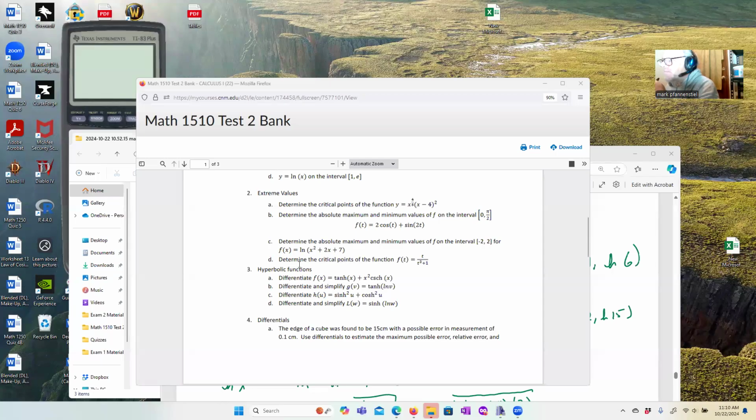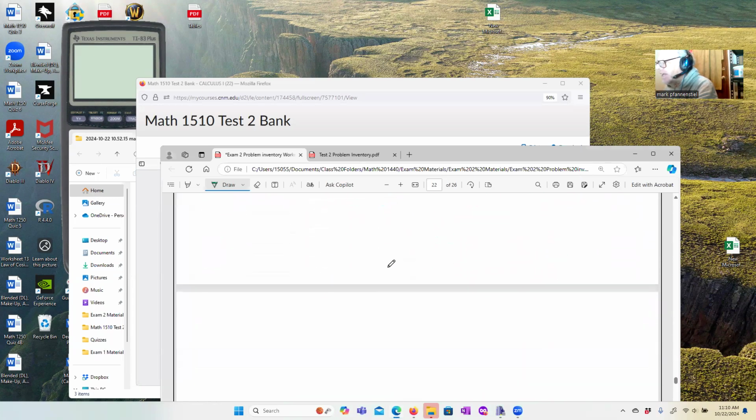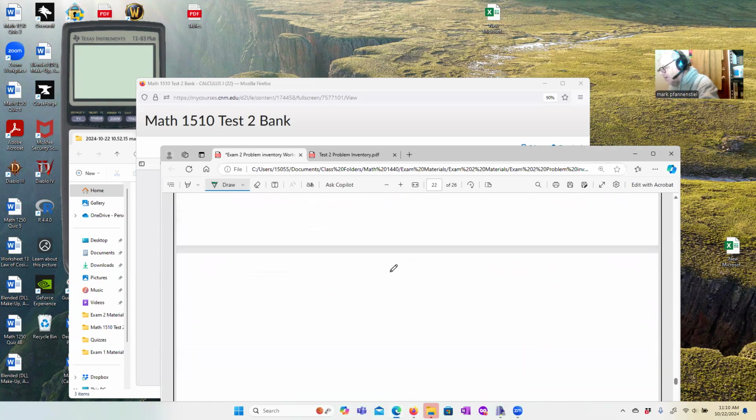We are looking at problem 2D here. We are determining the critical points of this function, t over t squared plus 1, and that's an open interval for everything. So we don't have a closed interval, and in this case we don't have to worry about endpoints because there are no endpoints. So we are dealing with y equal to t over t squared plus 1 on the open interval between negative infinity and positive infinity, finding the relative max and relative min.